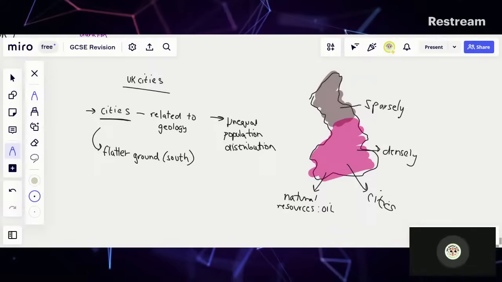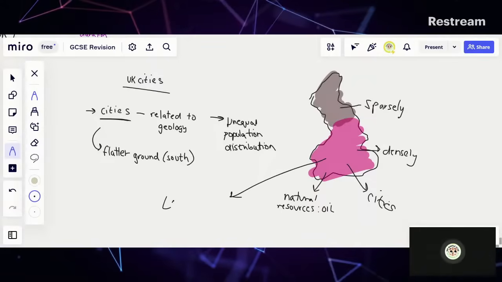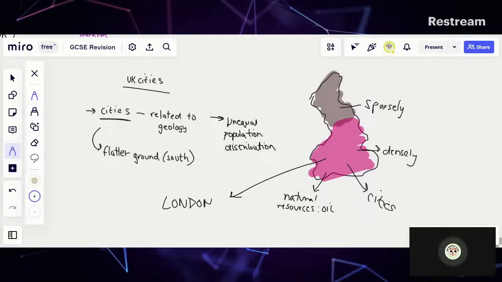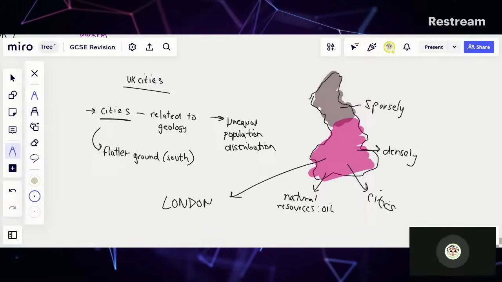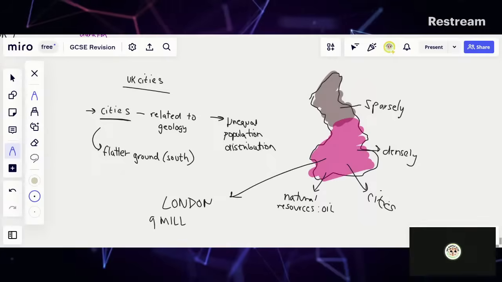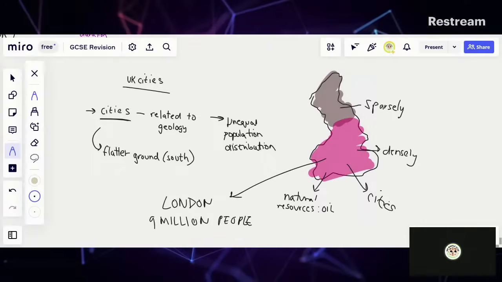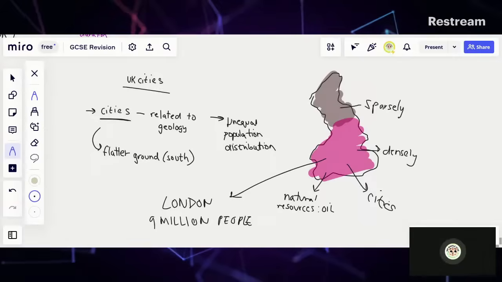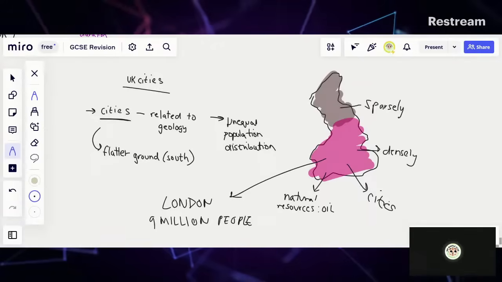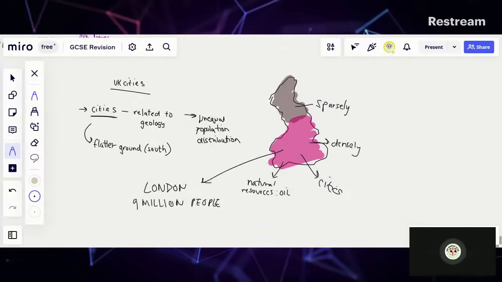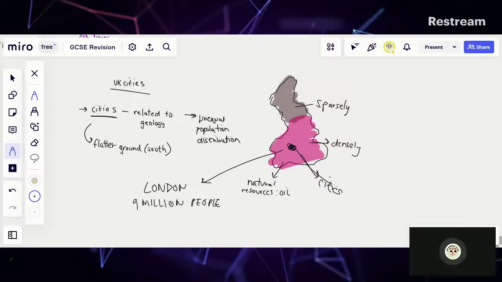Now, the biggest city in the UK, as you should be aware of, is London. London has a population of 9 million people, and it's 16% of the total of the UK's population. So 16% of the whole of the UK lives in one tiny area, London.